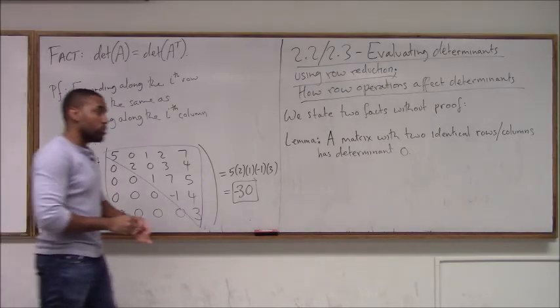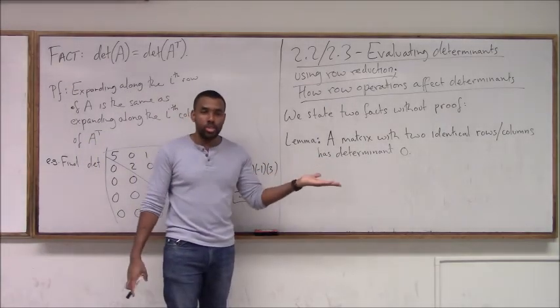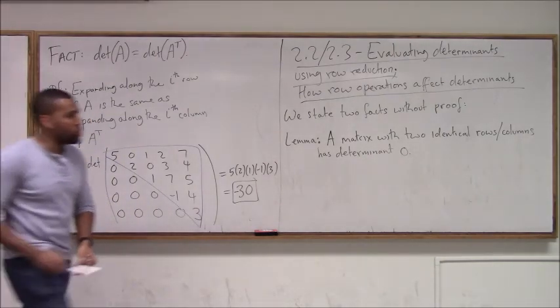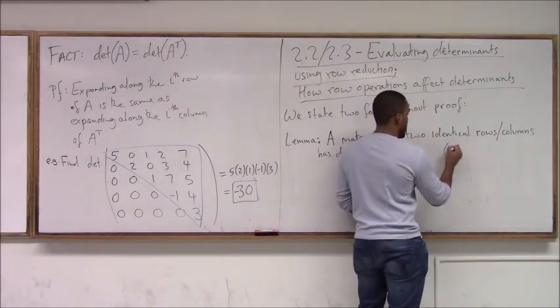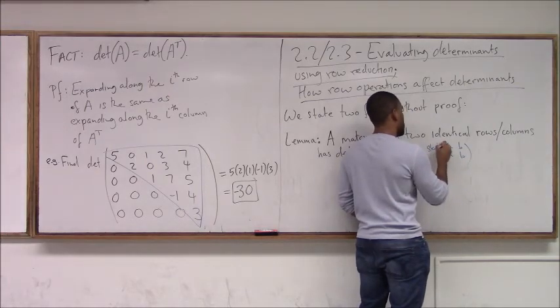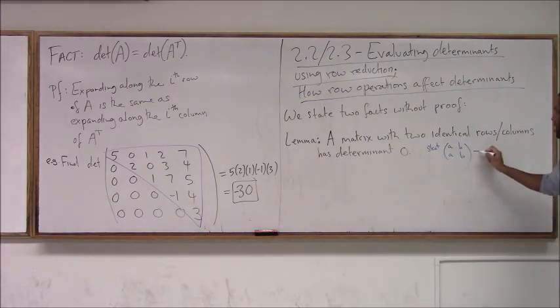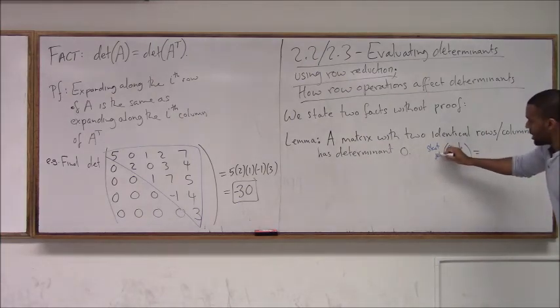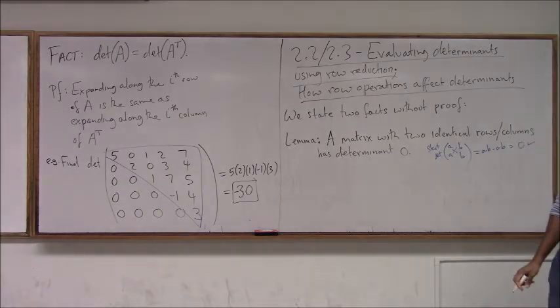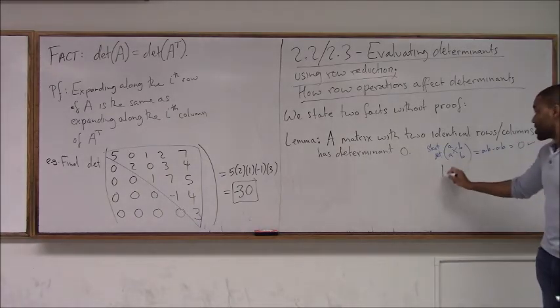I can tell you how you would prove it. Basically, you start with a 2 by 2. It's very easy to see that this is true for a 2 by 2, right? So if I have a 2 by 2, and that's just like A, B, A, B, then what is the determinant going to be? The determinant of that is going to be AB minus AB. So that equals 0.